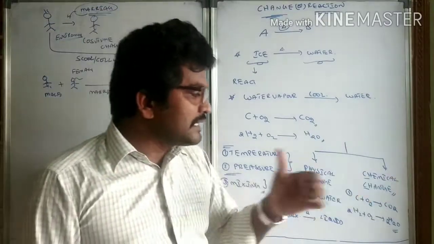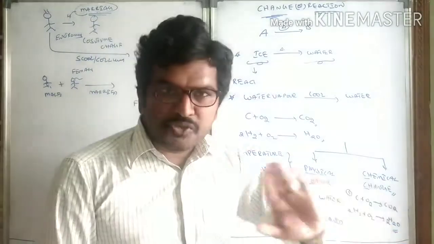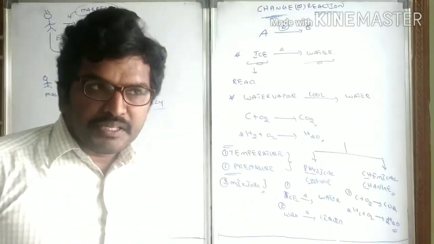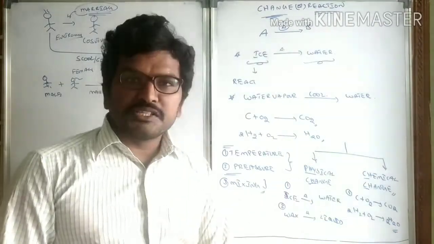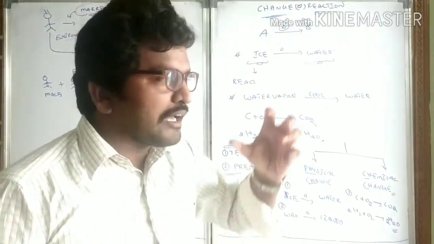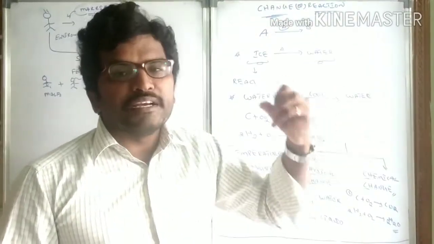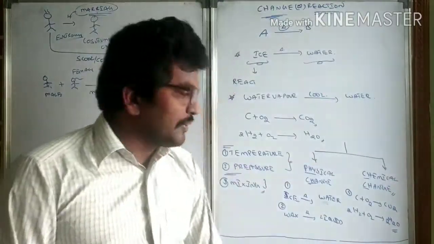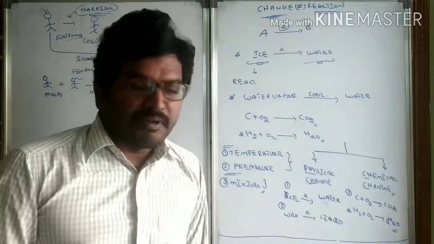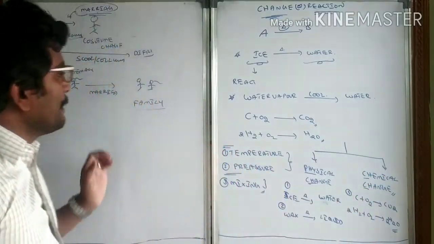Let's come to chemical change. Once a chemical change happens, you can never get the starting material back. How can you define chemical change? A change in which the starting materials are converted into a different product having completely different physical and chemical properties is known as chemical change. In chemical change you can't get the starting materials back.